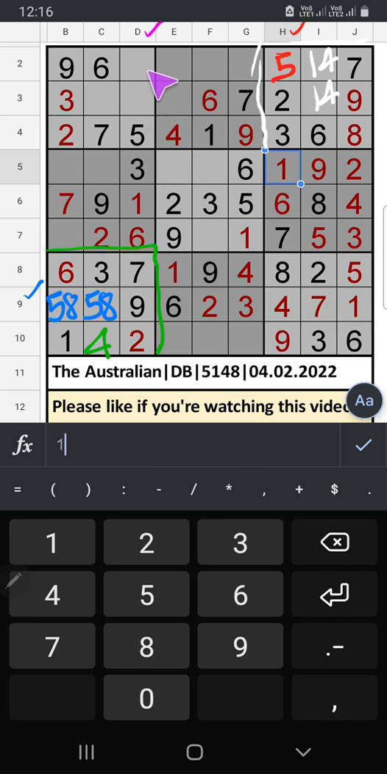Column D, only 2 numbers are remaining, 4 and 8. We will confirm later. 1st grade, only 1 number is remaining, 1. 1 is confirmed here. 3rd row, we have 1. So 1 can't come in the cell. 1 is confirmed here, then 4 is here.